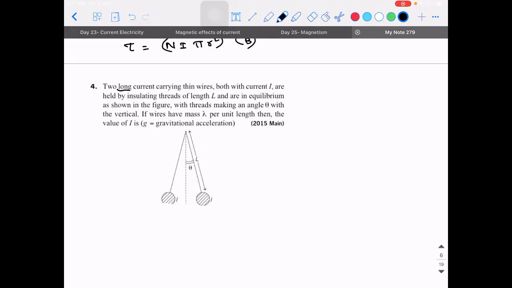So did you understand the question here? Actually, I was thinking that this is the wire. These are not the wires. These are the threads. Where are the wires? The spherical structure is given, right? These are the wires. Means the current can be taken into the plane. You're only able to see the cross-sectional view of that particular wire.